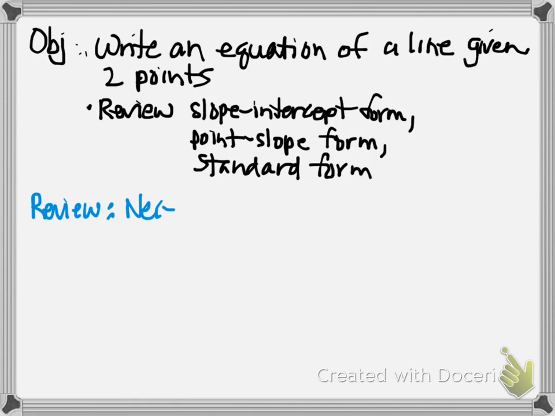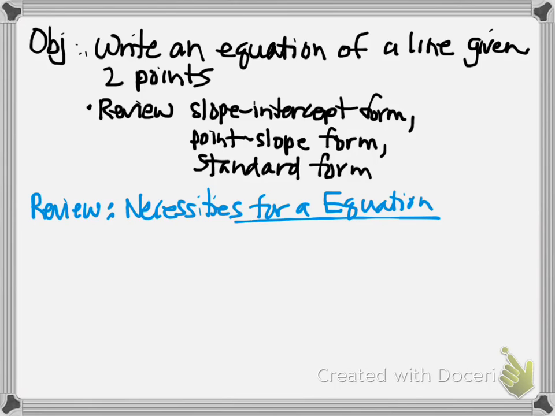What are the necessities for an equation? And we had 4 necessities. What 4 things must you have in order to write an equation? Okay, one thing at a time. Carly, what's one thing? You have to have a slope.